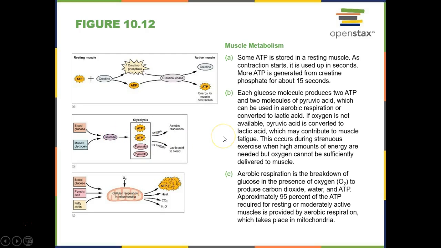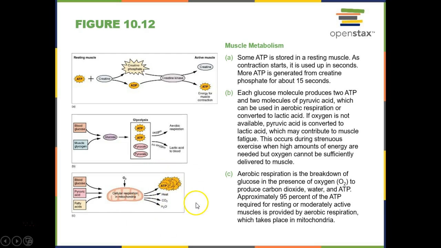So we end up producing only a small amount of energy, a net gain of 2 ATP, but it's enough to keep us going for an additional about 45 seconds. It takes us about that long for aerobic respiration to really kick in, producing a lot of ATP.